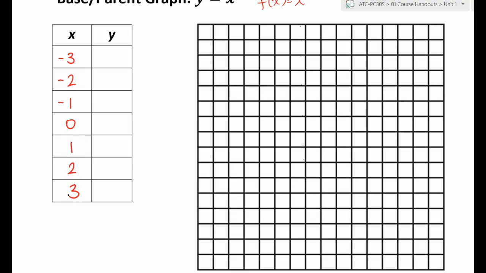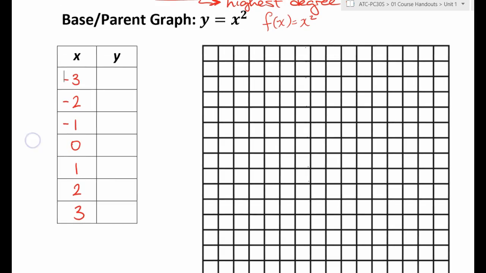Okay, so if you're like, oh, how do I do this again? I'm a little rusty. All we do is we plug and chug. This is our input. And this is what we're going to get once we put it into the function and solve. This is our output. So our first one is going to be y equals -3 squared, which would be +9.